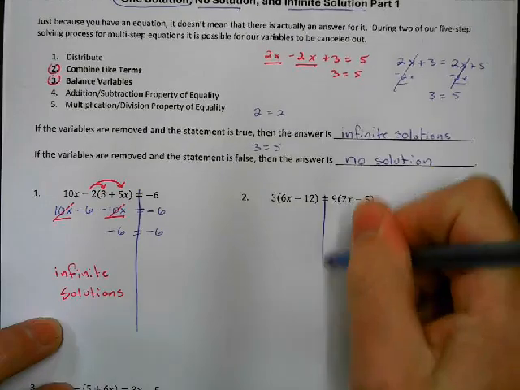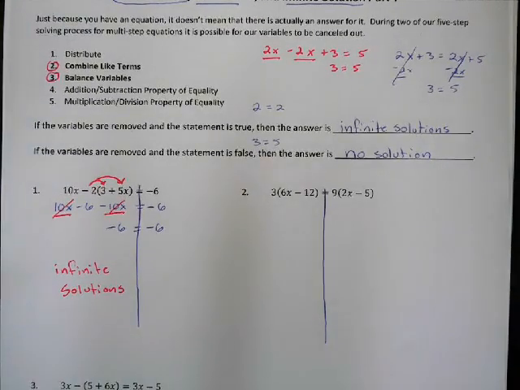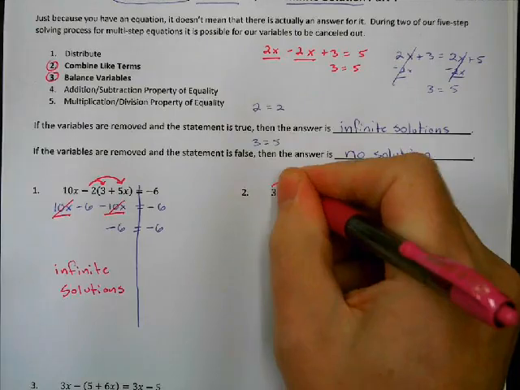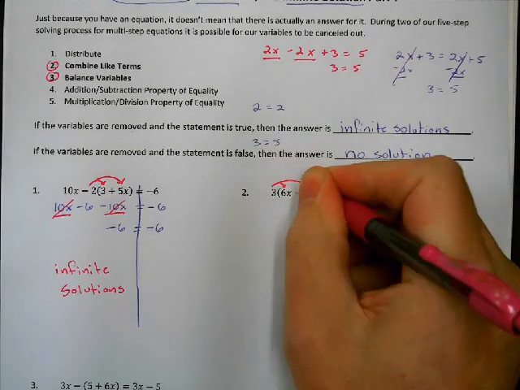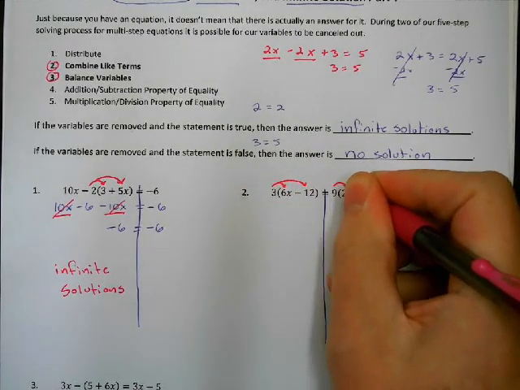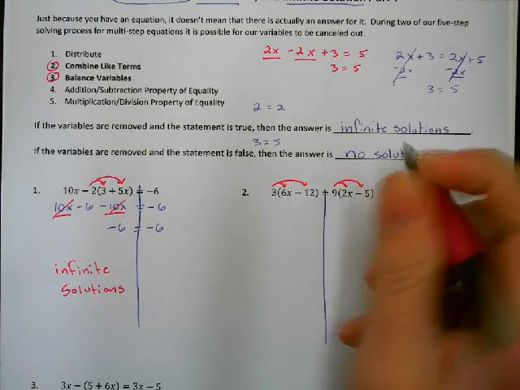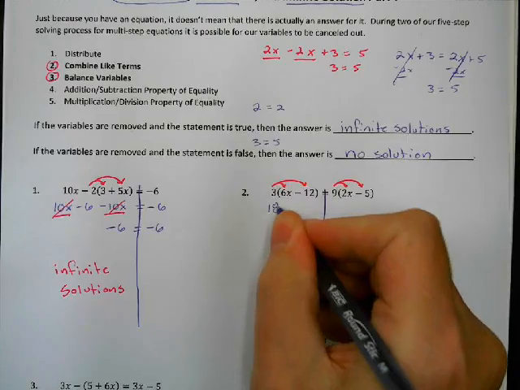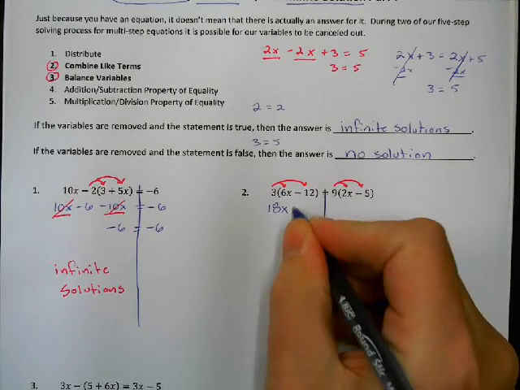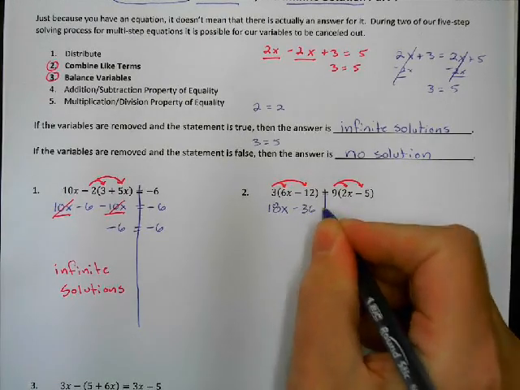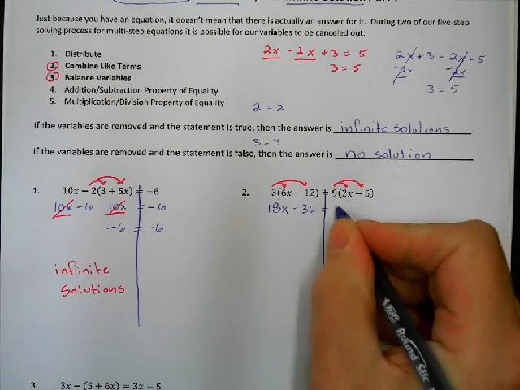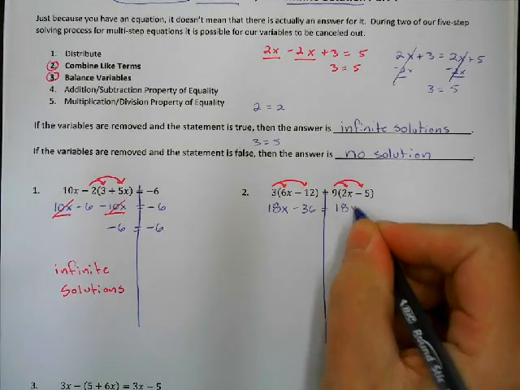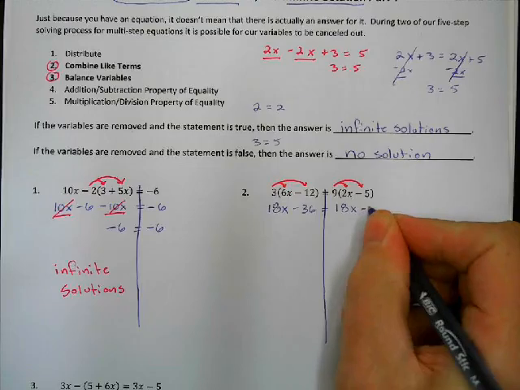On this one, we're going to start with our distributive property. We distribute 3, and on the other side, we distribute 9. So 3 times 6x is 18x. 3 times -12 is -36. 9 times 2 is 18x. 9 times -5 is -45.